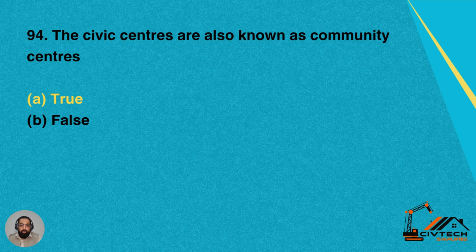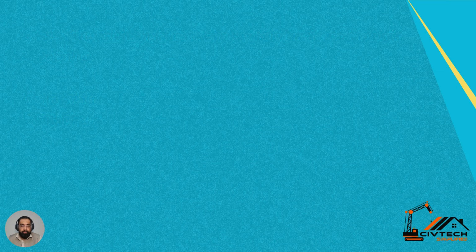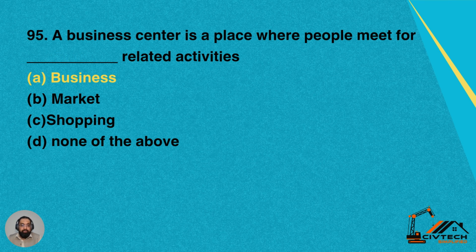Question 94. The civic centers are also known as community centers or the communal centers. Is it true or false? Yes, it is true. The civic centers are also called community centers for a town, or the commercial areas or civic centers, microeconomic centers. So all these nomenclatures are given to the same area, which is the commercial hub of some town.